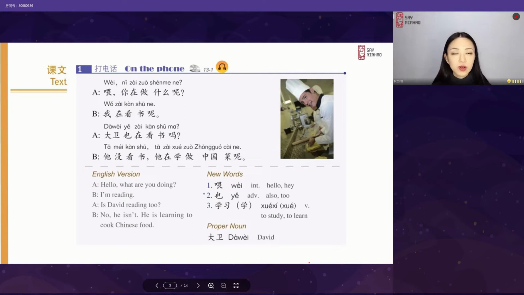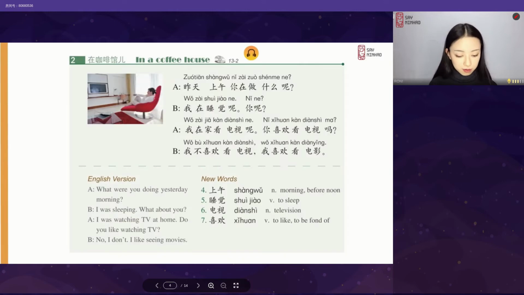Okay, now let's switch the role. You will be A and I will be B. Please start. 我在看书呢。他没看书，他在学做中国菜呢。Okay, so we can see here, we just use 学 instead of 学习. Now let's move on to text 2.